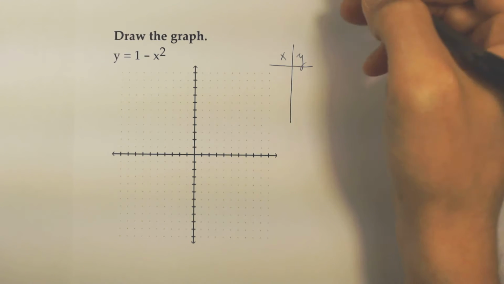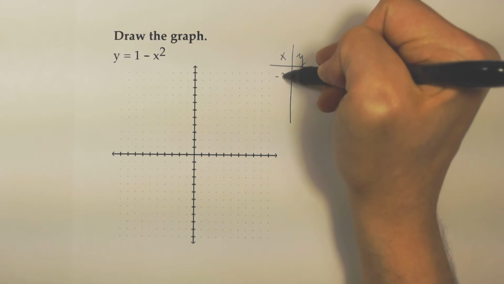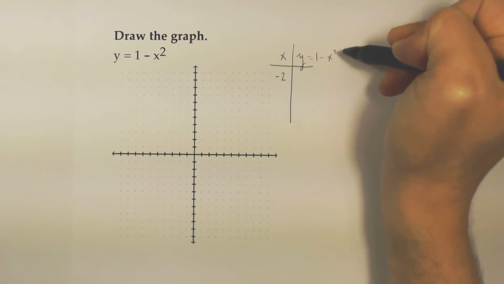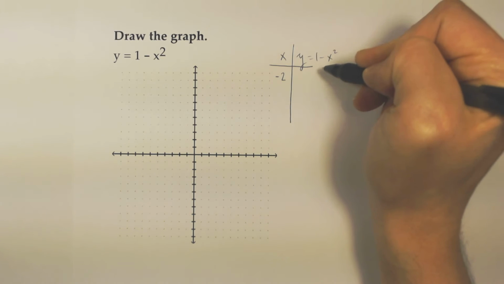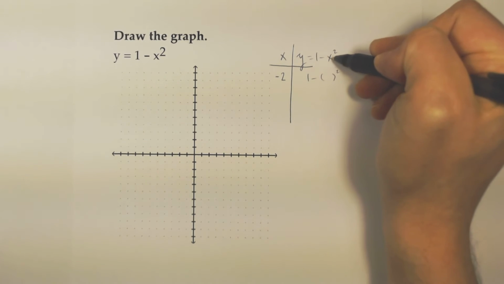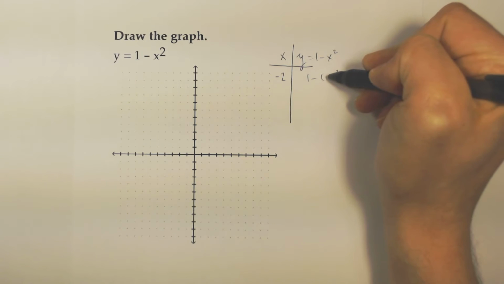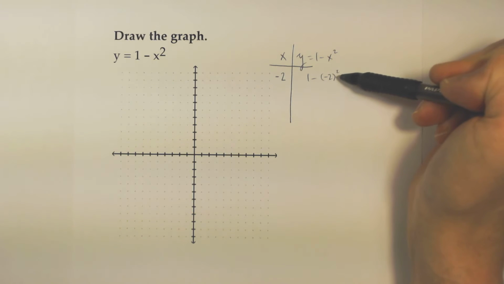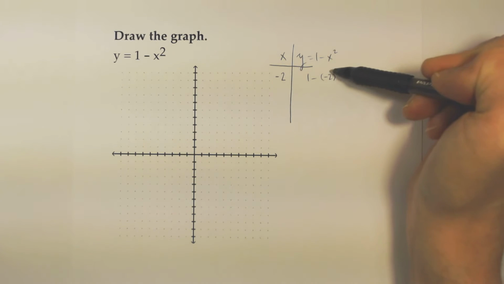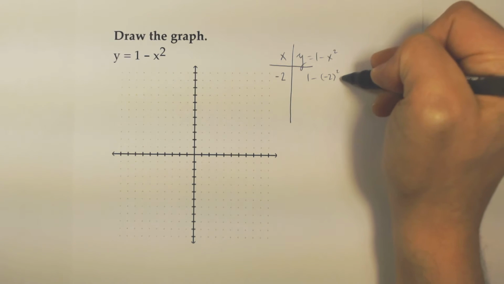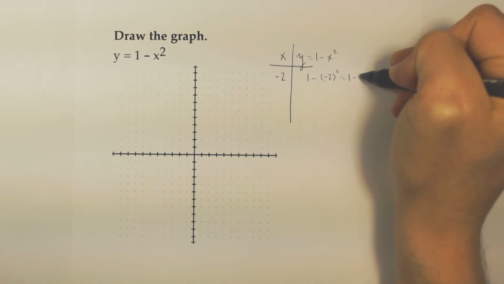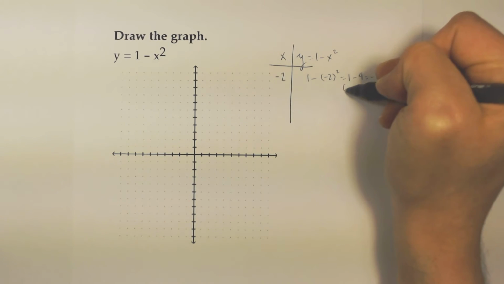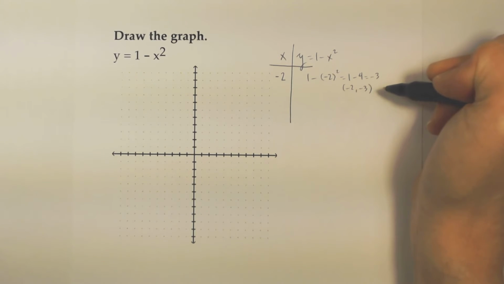Okay, so let's put in a range of negative and positive x values. Maybe we'll start with a -2 here. So the y is going to be 1 minus x squared. Remember PEMDAS here, so we're going to have 1 minus, notice I replaced the x with parentheses, and in those parentheses I'm going to put the -2. I think especially for negative values that helps us with PEMDAS. So we're going to square the -2 to get a +4. 1 minus 4 is -3. So our first point here is -2, -3.